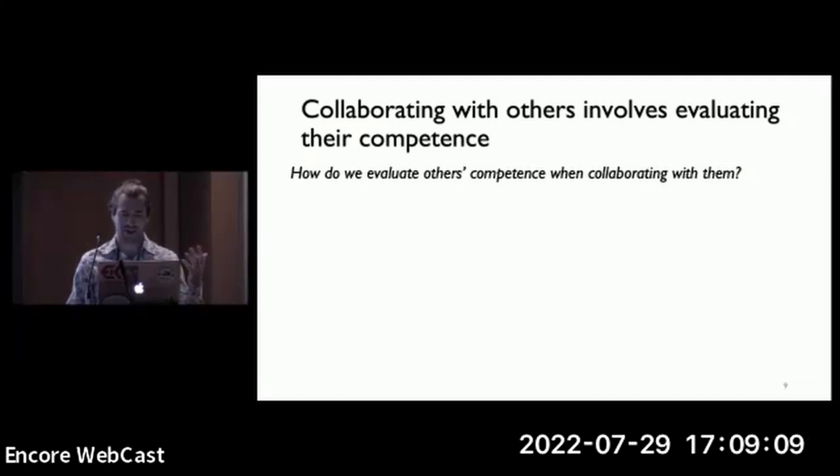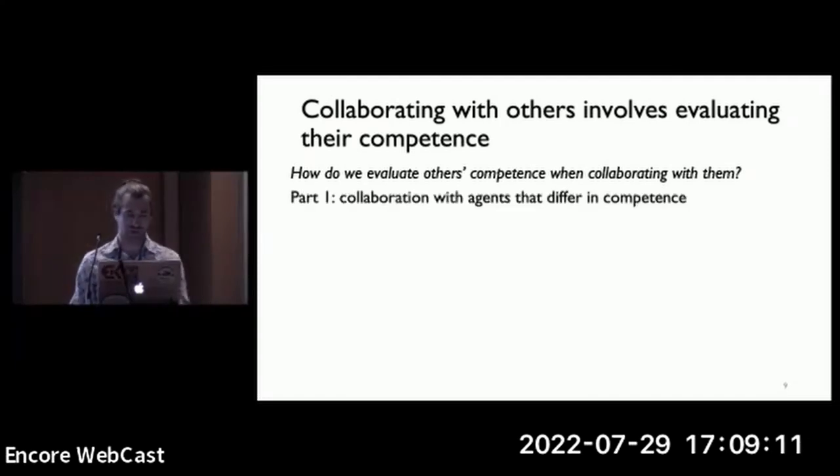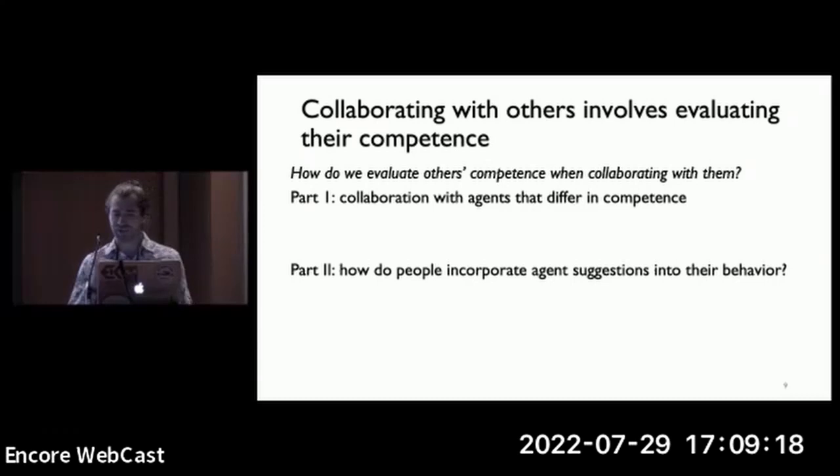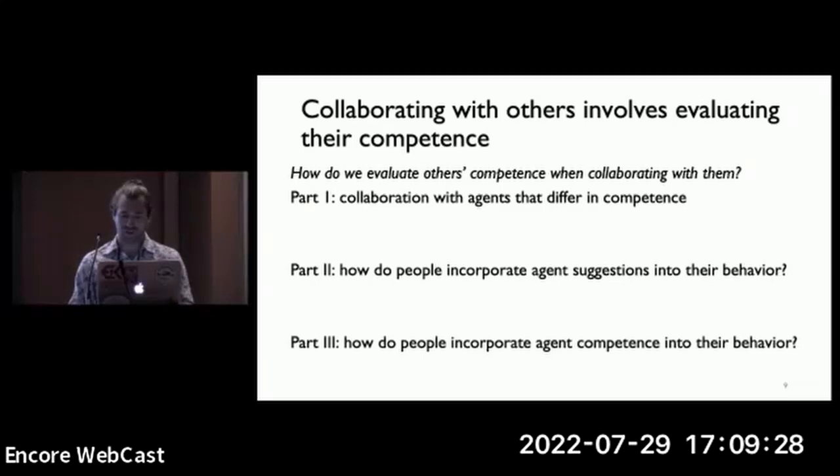So in the first part of the talk, I'm going to walk through the experimental paradigm that we use to explore how people collaborate with partners that differ in their underlying competence. And then next, we're going to look at how people's behavior in this task incorporates their partner's advice. So when you're collaborating with others in a physical setting, how much does their competence matter, essentially? And then finally, we'll address one of the core questions underlying this work, which is how our judgments of another agent's competence can impact our willingness to trust them.